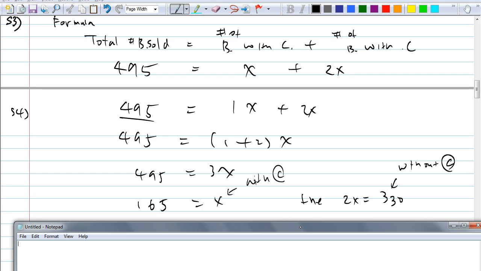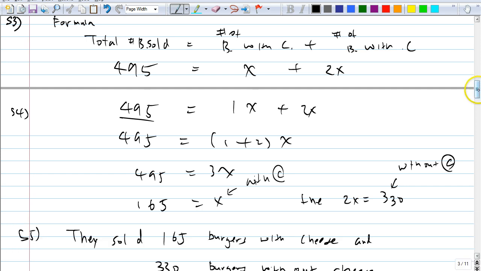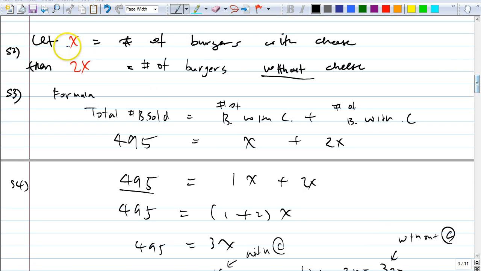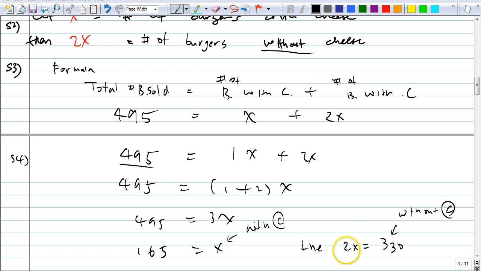You multiply by 2, exactly right. How did you know to multiply by 2? Because look back. How do we declare our variable? Didn't we say if x is the number of burgers with cheese, which is what we've just found, then 2x is the number of burgers without cheese, right? So if you have 165 and you multiply 2x, you get 330, don't you?